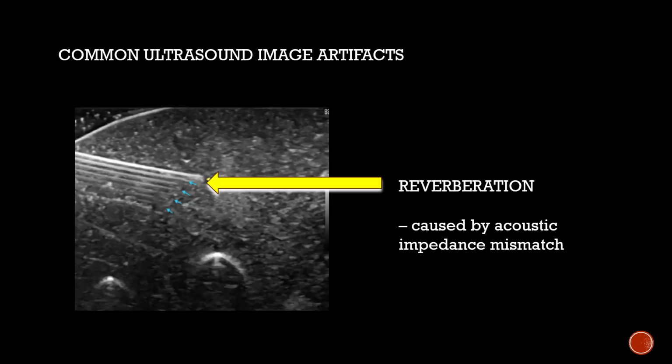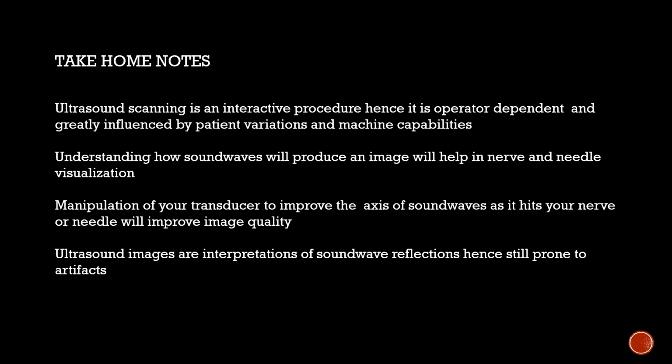So, some take-home notes. Ultrasound scanning is an interactive procedure, hence it is operator dependent and greatly influenced by patient variations and machine capabilities. Understanding how sound waves produce an image will help in nerve and needle visualization. Manipulation of your transducer to improve the axis of sound waves as they hit your nerve or needle will improve image quality. Ultrasound images are interpretations of sound wave reflections, hence they are still prone to some artifacts.